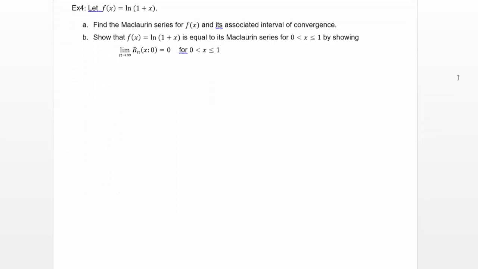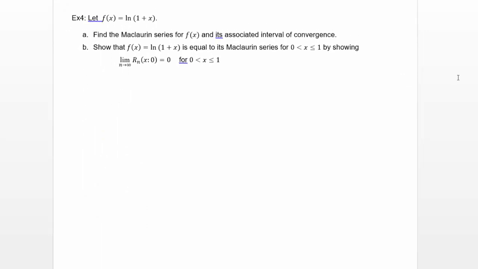So here's an example of doing just that. This time we'll take the function f(x) equal to the natural log of 1 plus x, and we'll find a Maclaurin series for this. And we'll also show that it's equal by showing that this is not only an approximation, but it's in fact equal to this infinite series, because the remainder term in fact tends to zero as n tends to infinity.